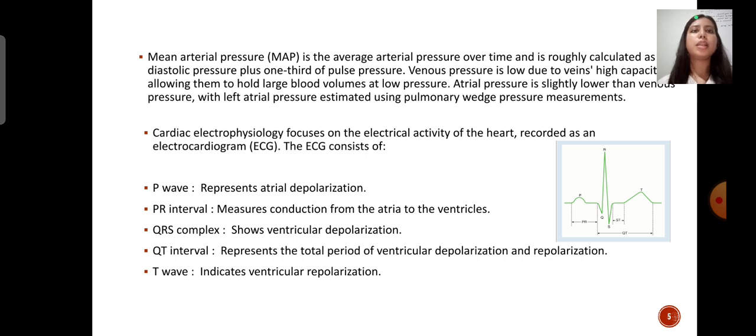Now the cardiac electrophysiology focuses on the electrical activity of the heart recorded as an ECG, which consists of the P wave representing the atrial depolarization, the PR interval measuring the conduction from the atria to the ventricles, the QRS complex showing the ventricular depolarization, the QT interval which represents the total period of ventricular depolarization and repolarization, and the T wave which indicates the ventricular repolarization.